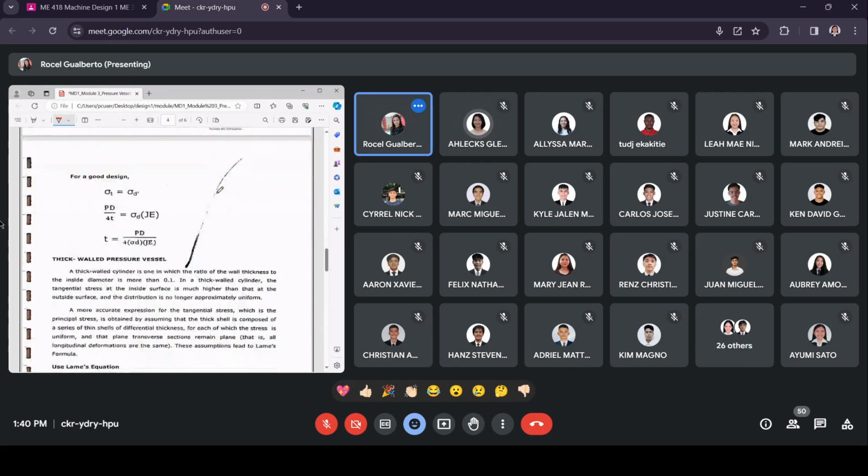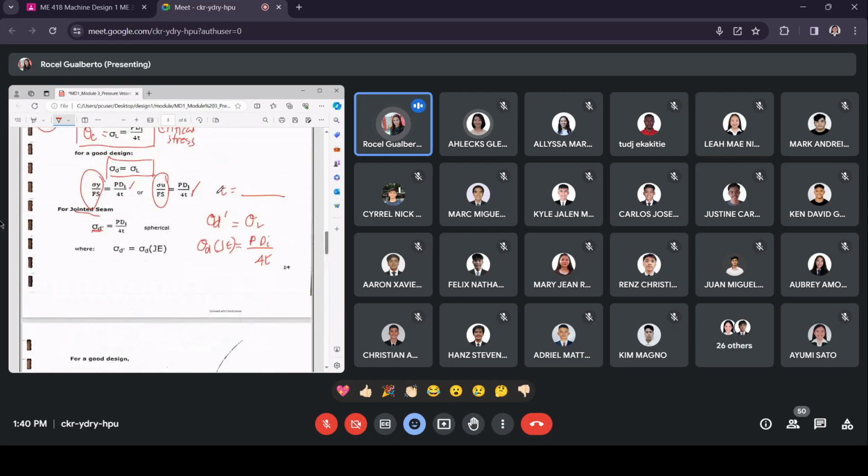Wala naman po, ma'am. From those equations, we can solve for the value of the thickness. We are after the thickness of the plate being used in our design. So you simply read the problem, and then see if it is cylindrical or spherical, because they have different equations.